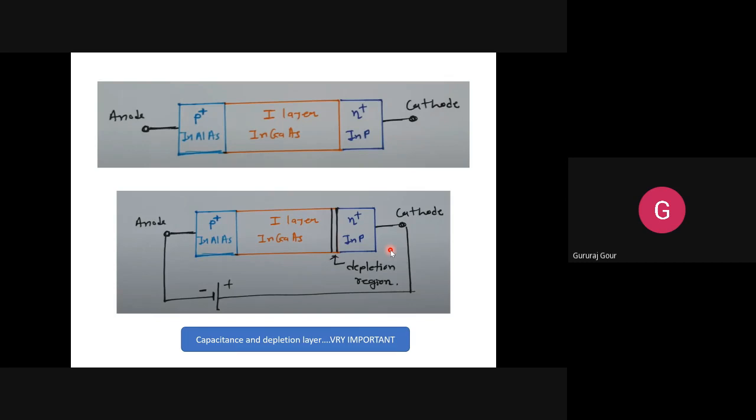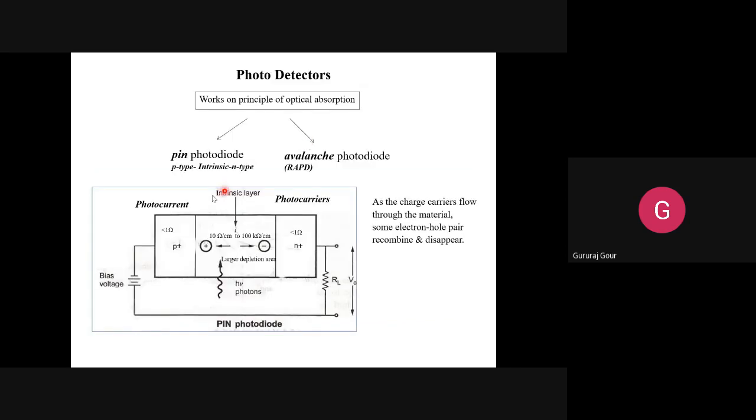Yes. So here P plus is actually made up of an indium aluminum arsenide composite structure. N plus is made up of indium phosphide, sorry, phosphorus. And the intrinsic layer is made up of an indium gallium arsenide layer. This also I suggest you include here. I have not mentioned it here as a part of the structure.